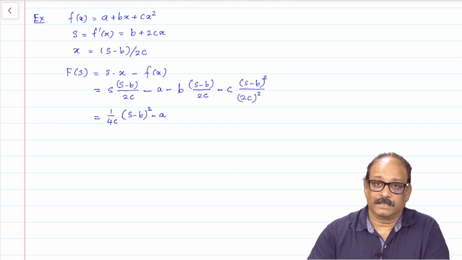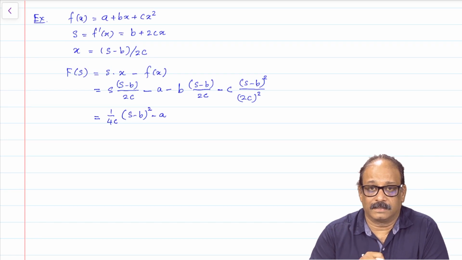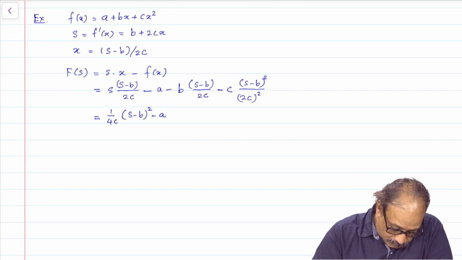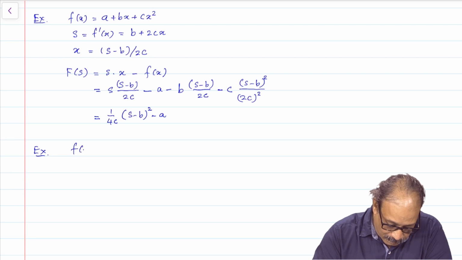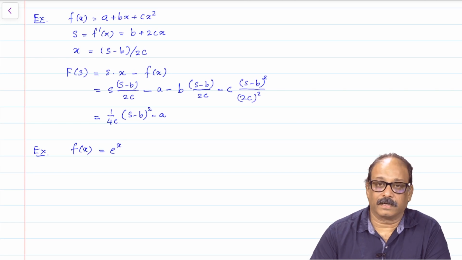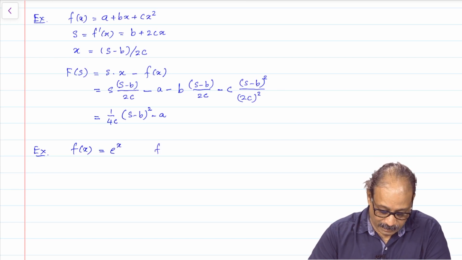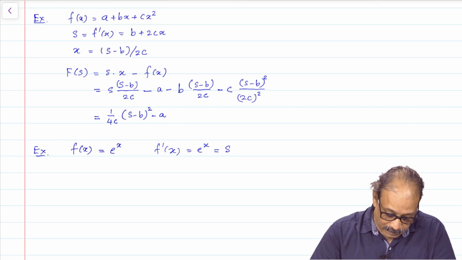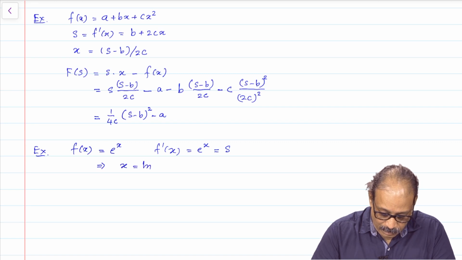What is the domain of the Legendre transform capital F? That of course is again the real line. Now, let me take the second example. Here f of x is e to the power x. What is the derivative of this? That is again e to the power x. So, our new variable is s. Invert this. So, this immediately gives us x is equal to log of s.